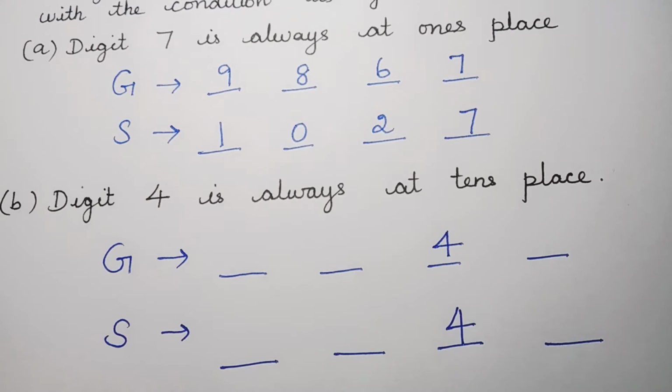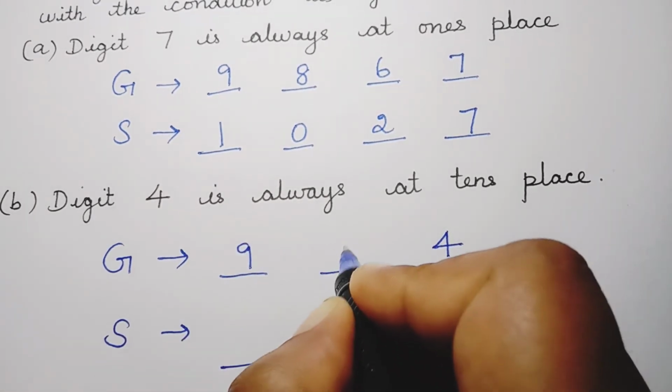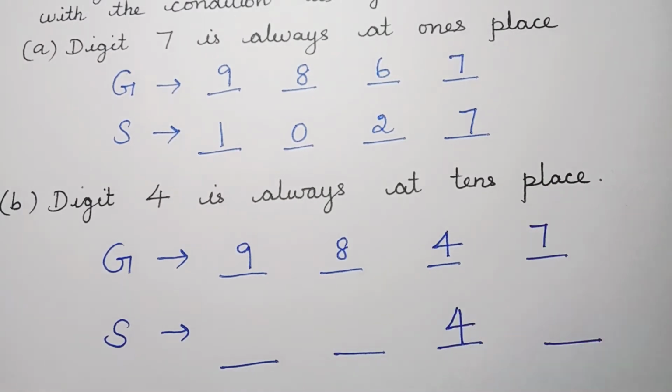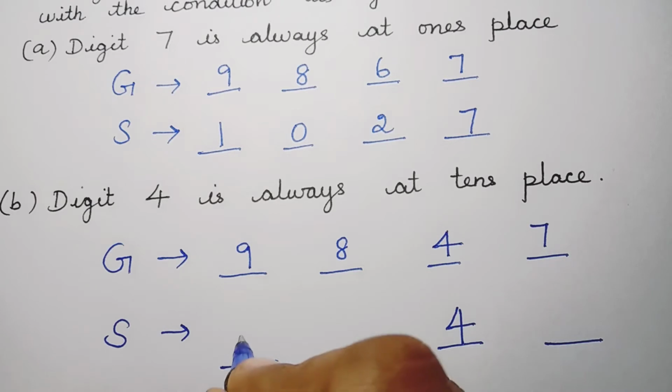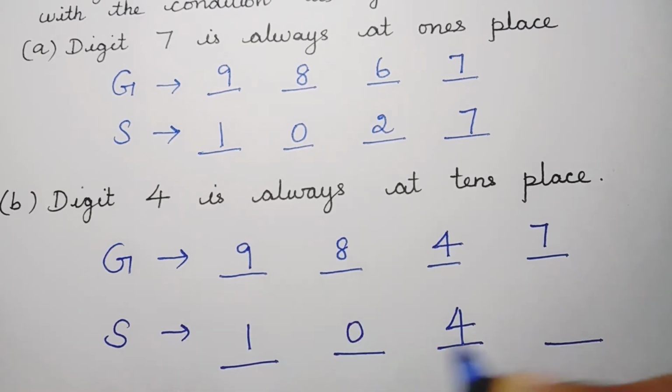And now we have to write the greatest number. How will you write? We will write 9, 8, 7. The same way, what is the smallest number? 1, 0, 2.